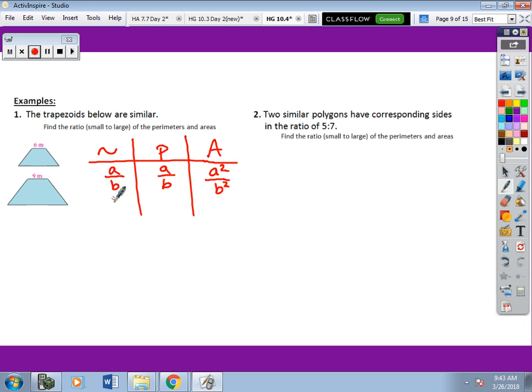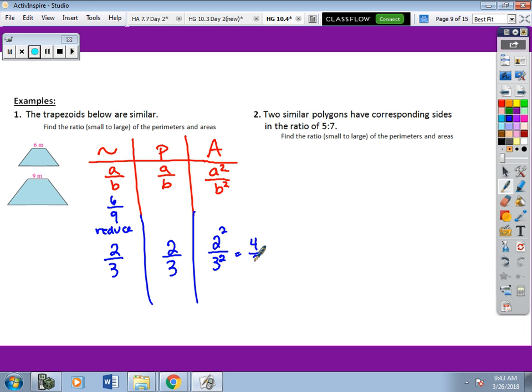So this is our smaller one, so this would be 6/9. We do want to reduce that, which would be 2/3. So the ratio of perimeters would also be 2/3. The ratio of the areas would be 2 squared over 3 squared, which is 4/9. So those are the two answers they asked us to find.